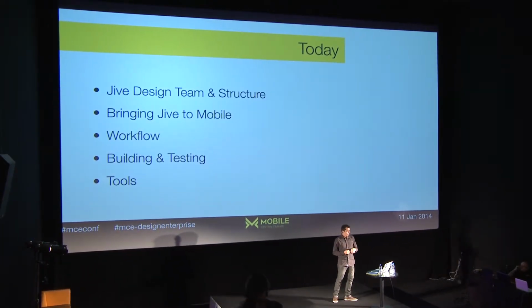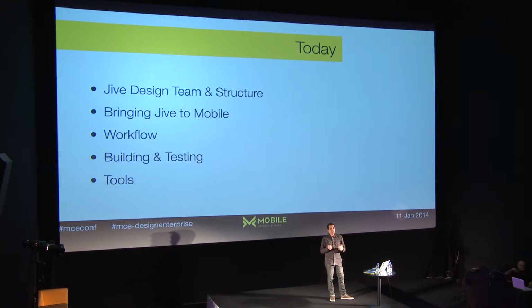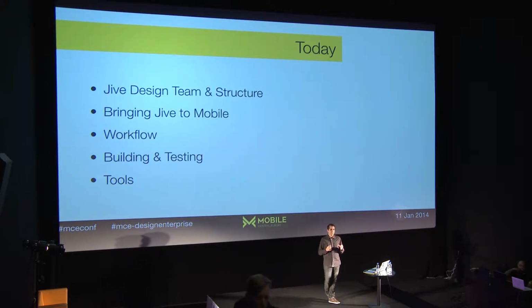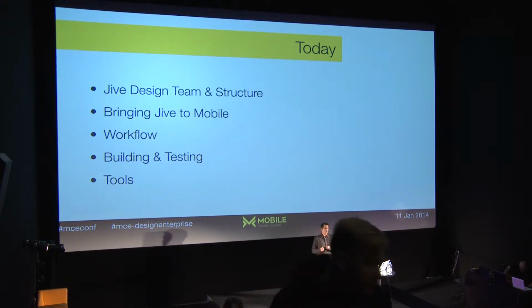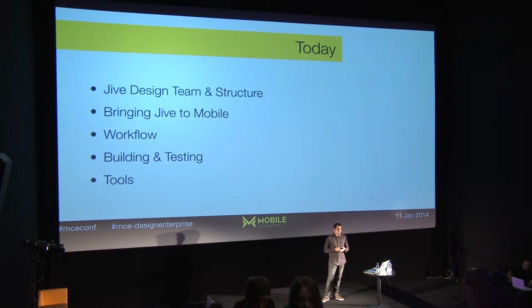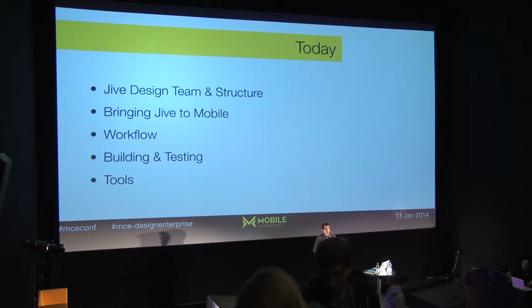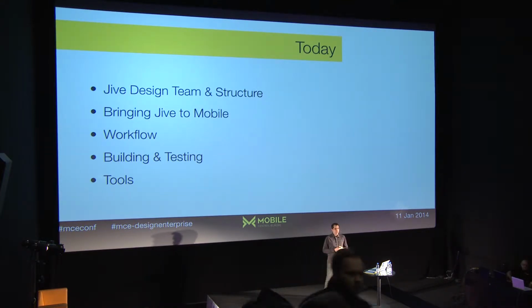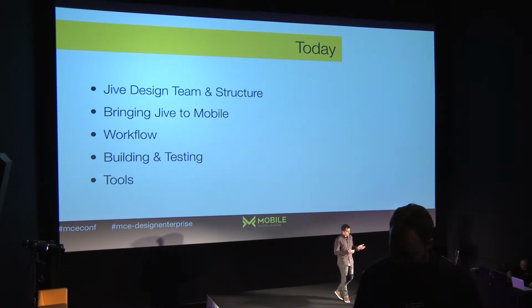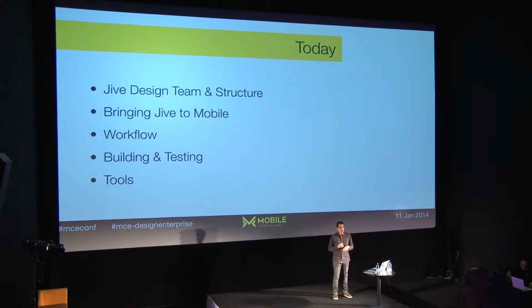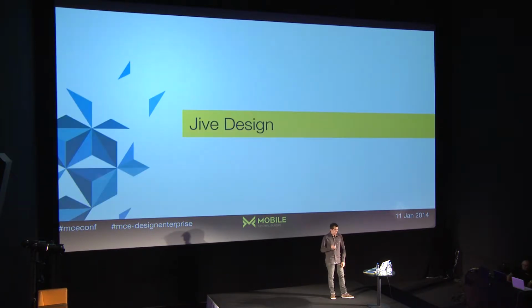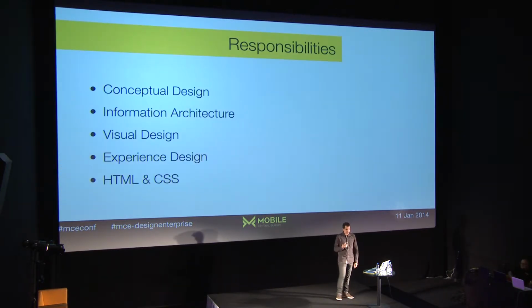Then I'm going to talk a little bit about how, when I started at Jive, the mobile team took the core functionality of the Jive web app and applied that to the native iOS and Android applications. Then I'm going to go through a little bit about the workflow that my team kind of goes through on a day-to-day basis when we're building the app. Our build and test process, so how we test features as we're building them. And then also the fun tools that I get to use every day as a designer to kind of do my job there. So let's talk about Jive design, the Jive design team.